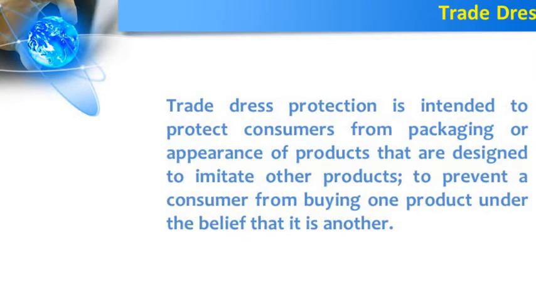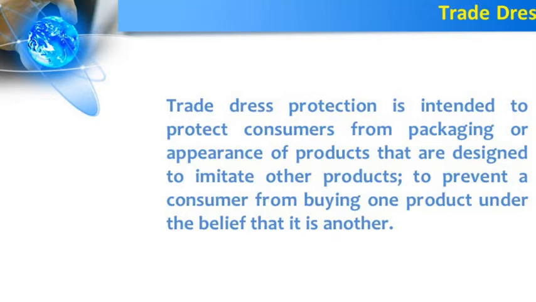The next IP is trade dress. What is a trade dress? Trade dress covers all elements that make up the overall image of a product or service. This includes the color, shape, size, configuration, and packaging of a product. For example, the shape of Coca-Cola bottle is distinctive and instantly identifies the product.